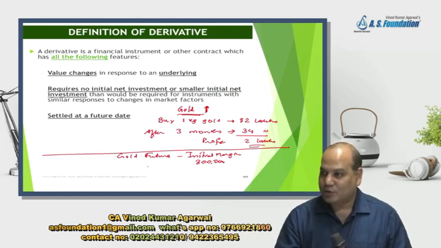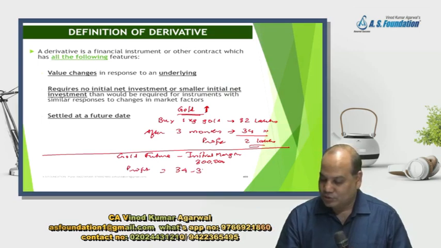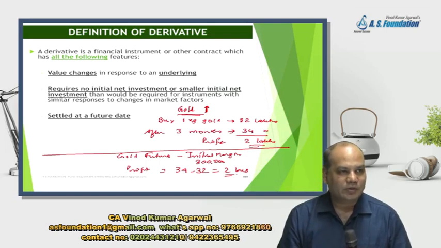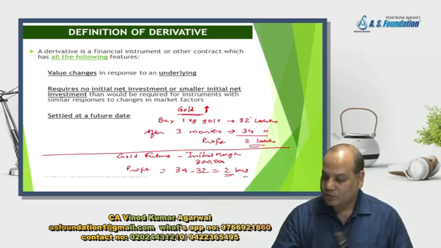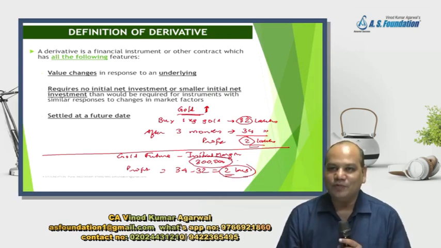Now tell me, if the price of gold rises to 34 lakh and your contract price is 32 lakh, are you still going to make a profit of 2 lakh rupees? Yes. The difference between contract price and market price is your gain or loss. If the price rises, you are a buyer, you will earn. But see the difference between the two. Here I have to invest 32 lakh to earn a profit of 2 lakh. Here I have to invest 3 lakh to earn the same profit of 2.